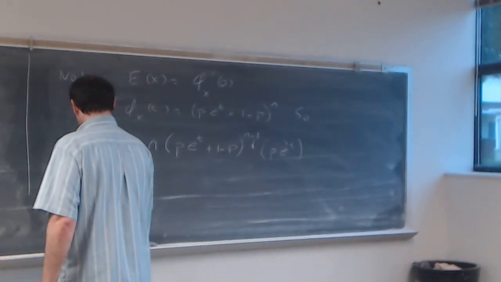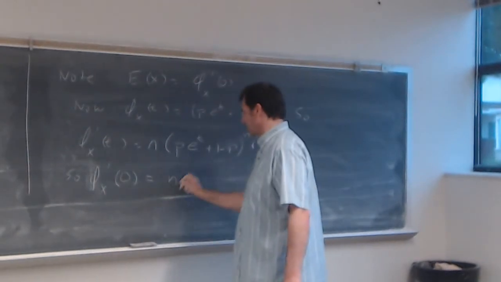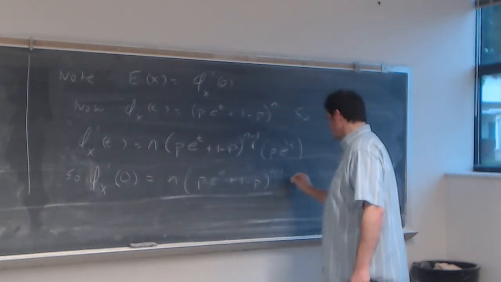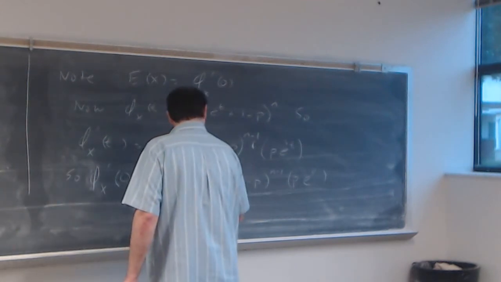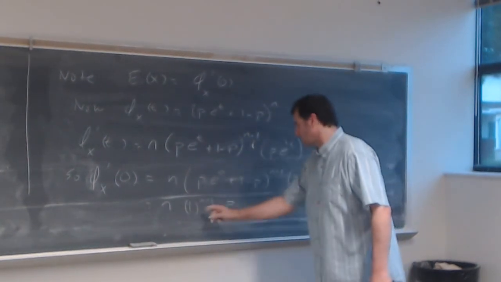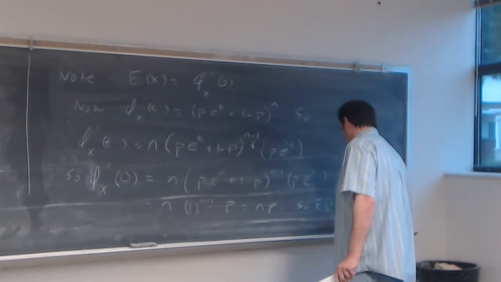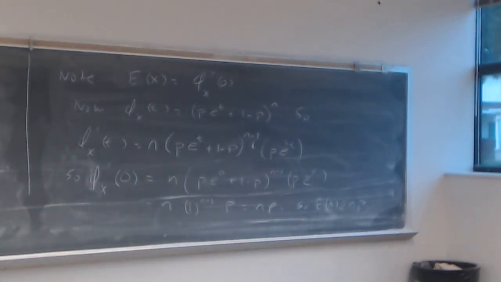So, when I take the derivative of this function and evaluate it at 0, so I'm evaluating at t equals 0, it's n times p e raised to 0 plus 1 minus p, raised to n minus 1, times p times e raised to 0. So this is equal to n here, this is p plus 1 minus p, that's just 1, 1 to the n minus 1 is just 1, and this is p again times 1, so this equals np, and that's what we were hoping to get. And so the expected value of x is equal to np. We already knew that was the answer, but this is just an example of how we can get the expected value using the moment generating function. Okay, well, let's talk about the variance.